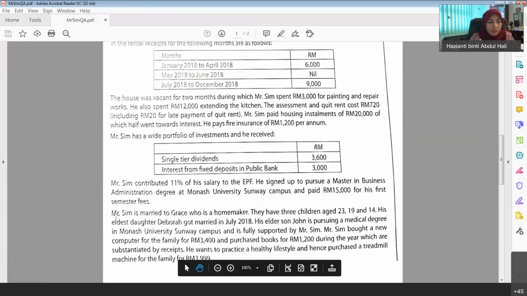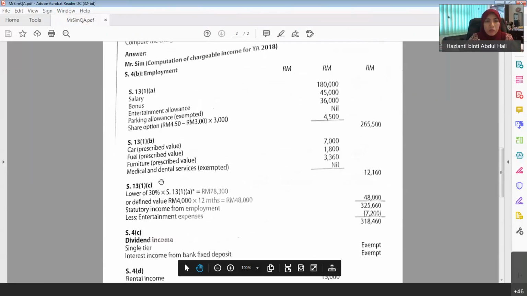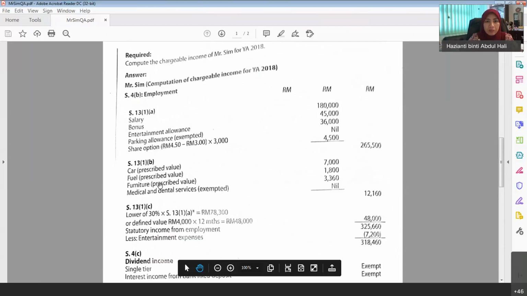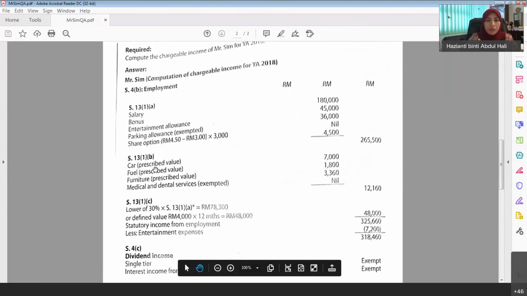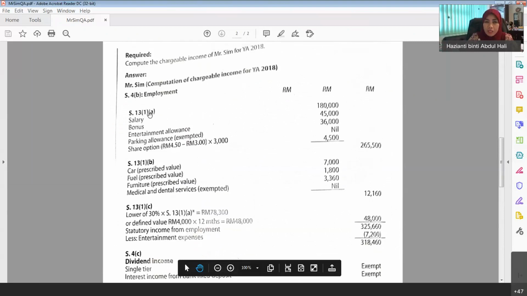So we are going to look at section 4, employment. Income from employment, income from dividend, 4C, and also rental income. So this is how you should present your answer. Alright, so for employment, remember we always start with employment. We follow the section, so 4B, 4C, and below this we have 4D. Alright, so for employment, always start with 13.1A. So please follow the sequence.